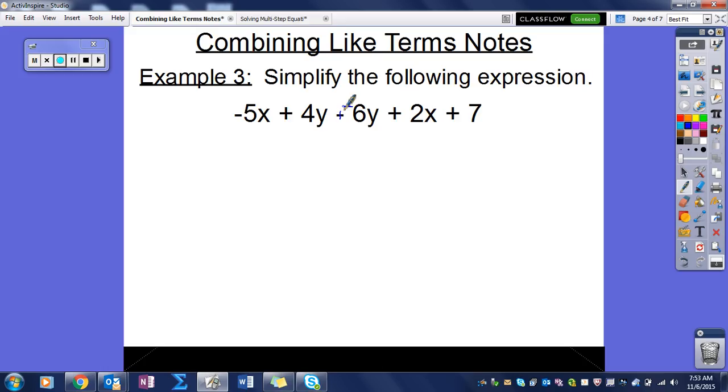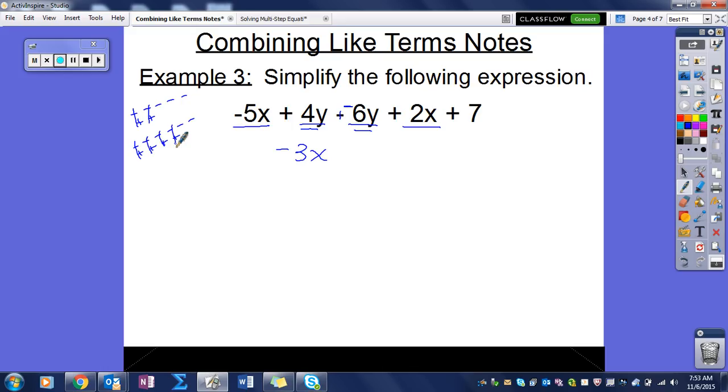Now let's underline like terms. Negative 5x and 2x are like terms. So I'm going to take negative 5 and positive 2. I cancel them and I get negative 3x. Then we have 4y and negative 6y are also like terms. So I have negative 6, positive 4. I cancel and I get negative 2y.